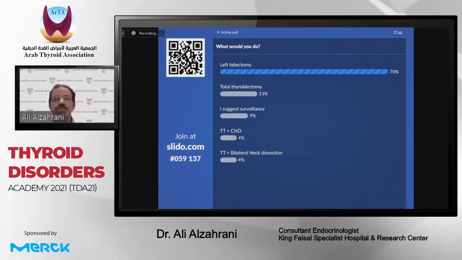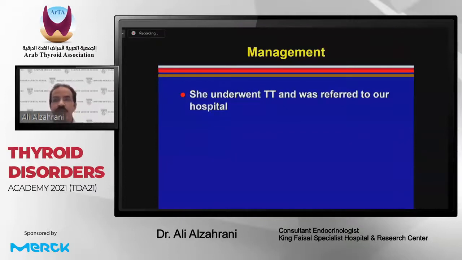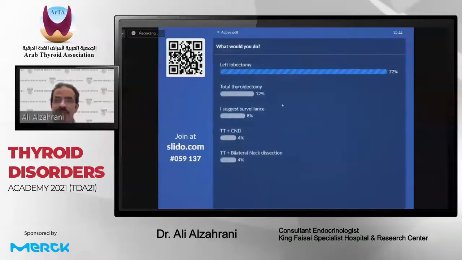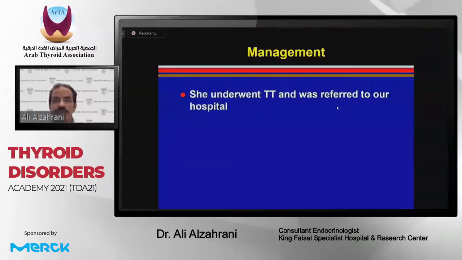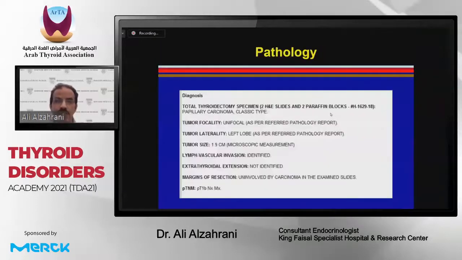So most of you chose left lobectomy, and I would agree with that, but let's see what happened to the patient. Well, she came to us from another hospital, and the surgeon there chose to do total thyroidectomy. Not totally wrong, but obviously modern management would choose left lobectomy because, again, of her low risk. However, this patient had total thyroidectomy and she was referred to our hospital.